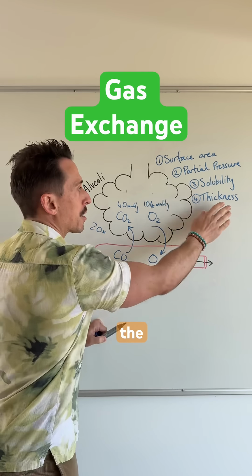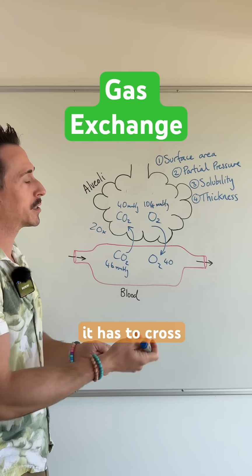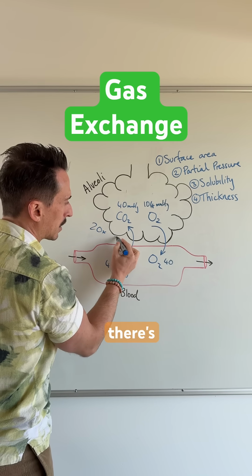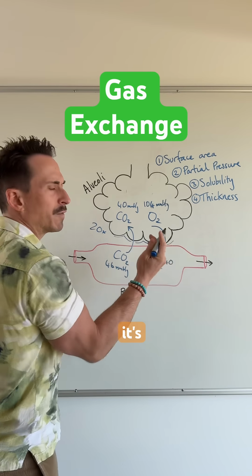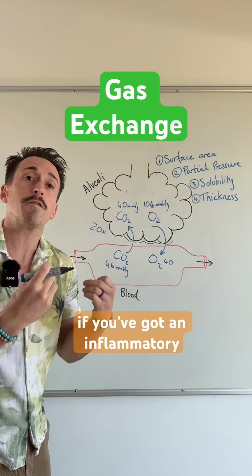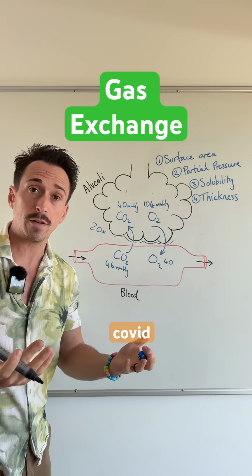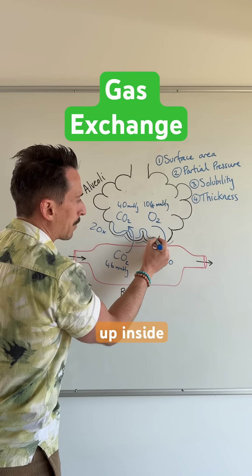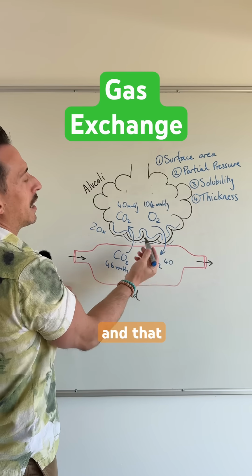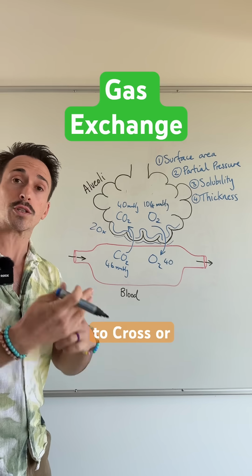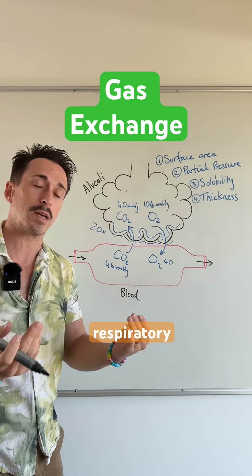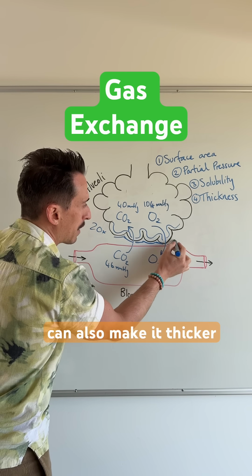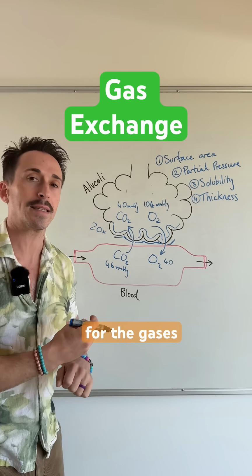And then finally, the thickness of the membrane it has to cross. So there's a respiratory membrane and then the capillary membrane, plus there's connective tissue in between. It's very, very thin. However, if you've got an inflammatory lung disease, maybe COVID, for example, or pneumonia, it can result in more fluid building up inside the alveoli, and that effectively thickens the membrane it needs to cross. Or if you've had a chronic respiratory condition that can lead to scarring of the connective tissue here, it can also make it thicker and more difficult for the gases to cross.